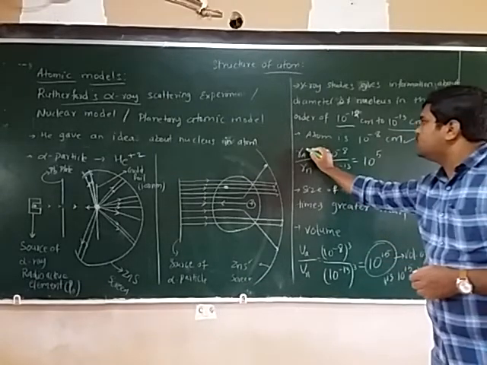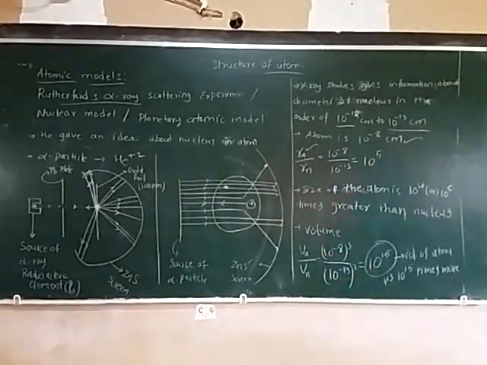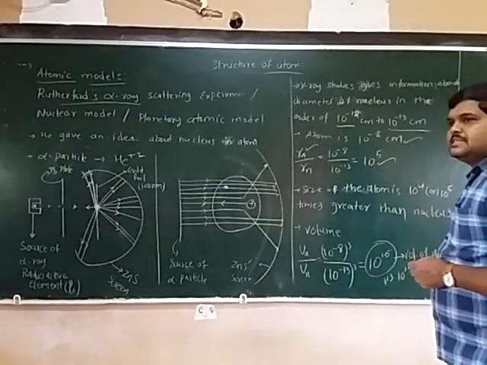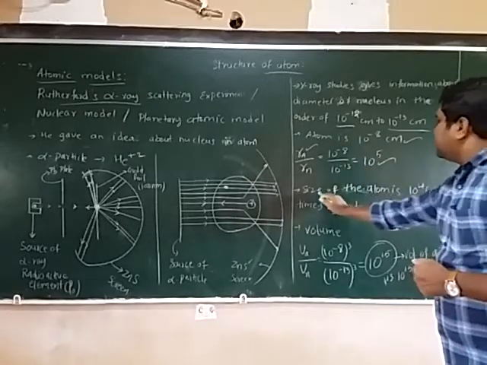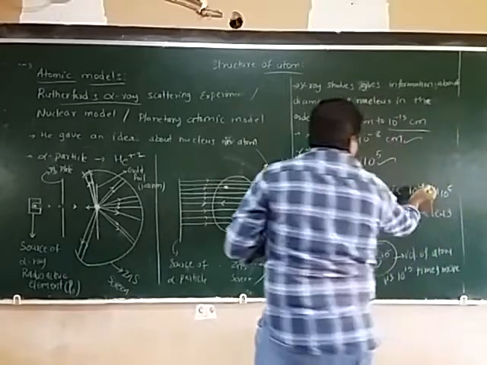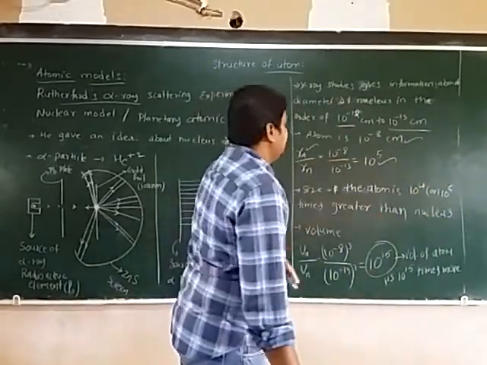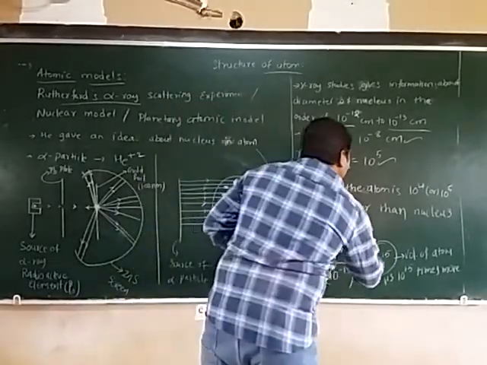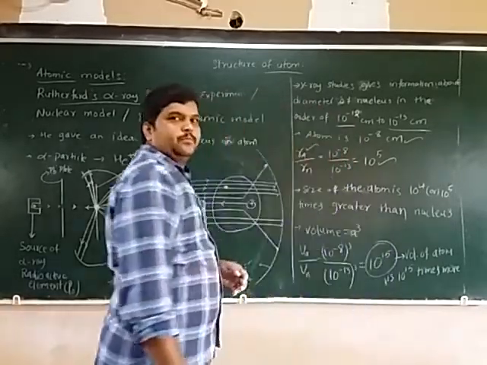If you see the ratio of the radius of the atom to the radius of the nucleus, that is 10 to the power of minus 8 by 10 to the power of minus 13. So the size of the atom is 10 to the power of 4 or 10 to the power of 5 times greater than the nucleus. Is it clear?